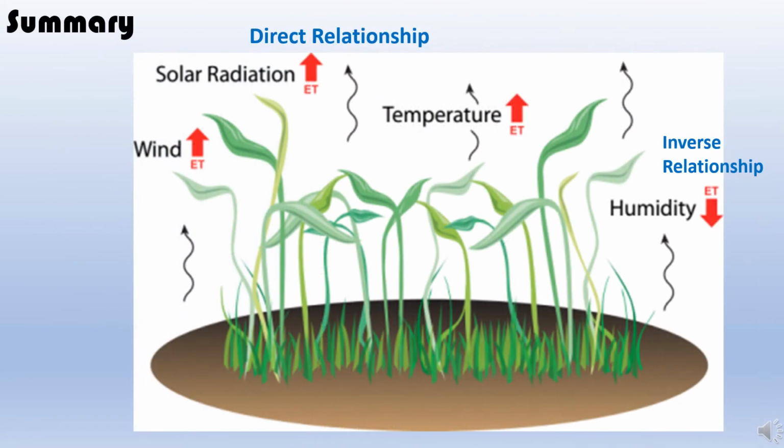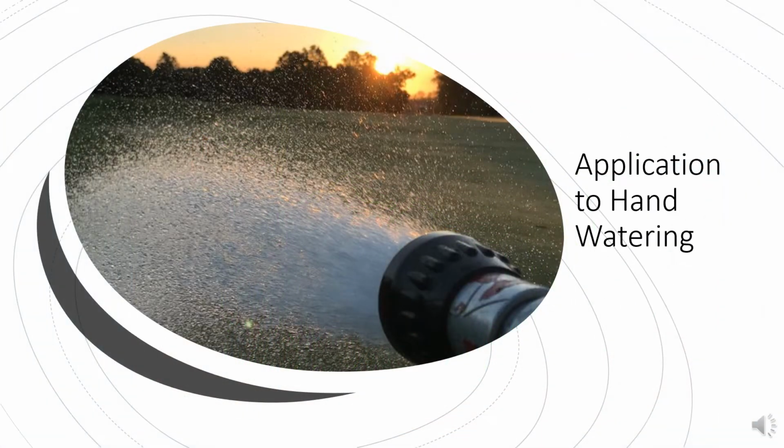In summary, we can envision a worst-case scenario where the turf will require a substantial quantity of additional water. An absence of precipitation during a stretch of 90-degree days with winds exceeding 10 miles per hour, relative humidity under 30%, and minimal cloud cover will result in high evapotranspiration losses in the turf, and we must be able to supplement the turf with irrigation. Now we will apply these principles to hand watering.